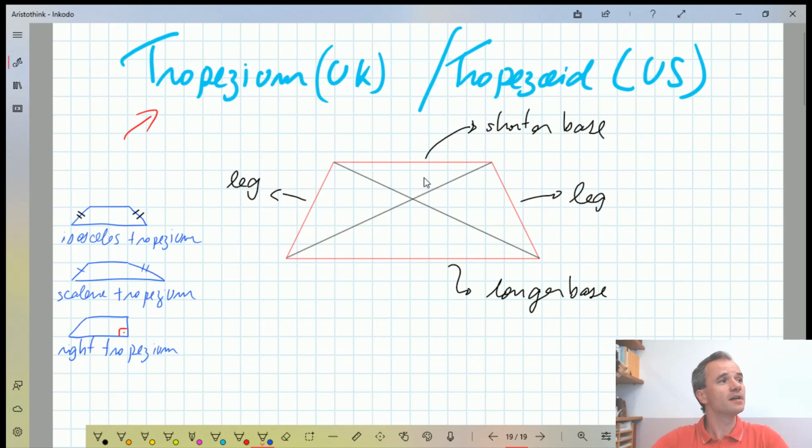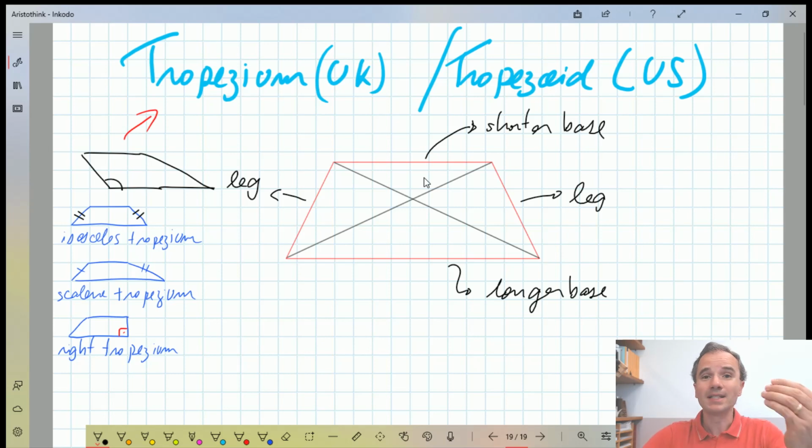We can also have the acute one. The acute is when you have, I'm not going to draw it, that angle and that angle being acute, and we also have the obtuse. The obtuse is when you have something like this. It's a little bit weird. Why obtuse? Because this angle is greater than 90 degrees.